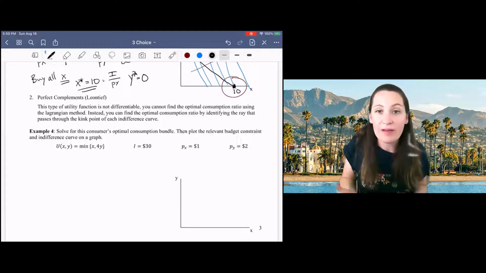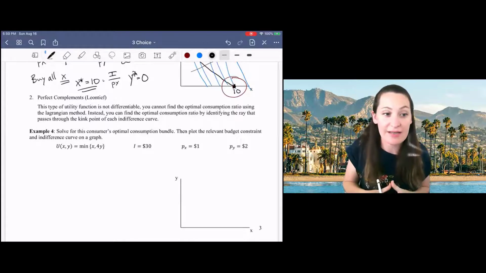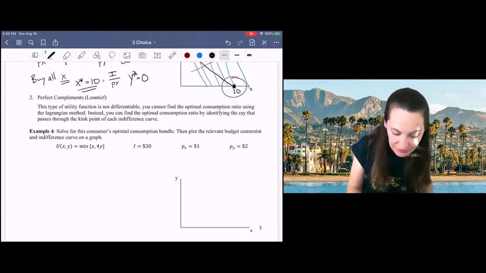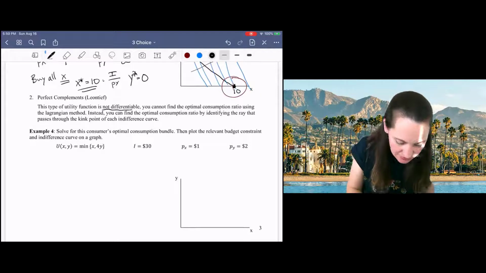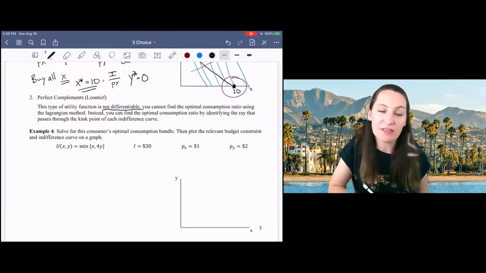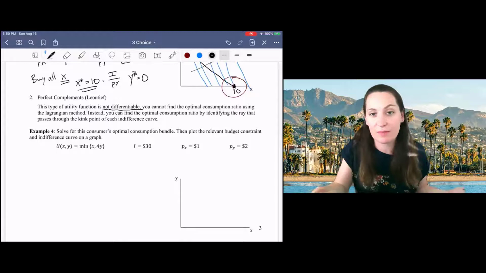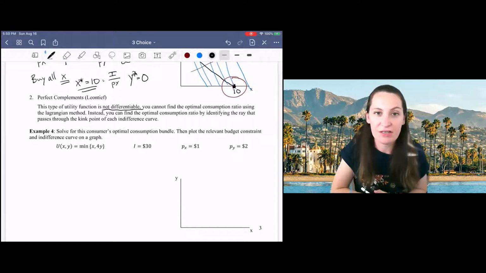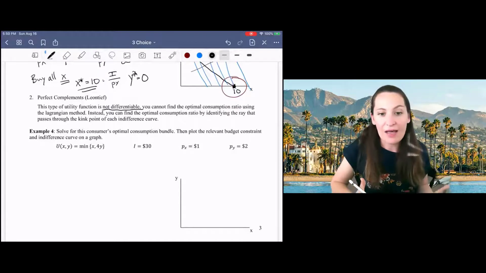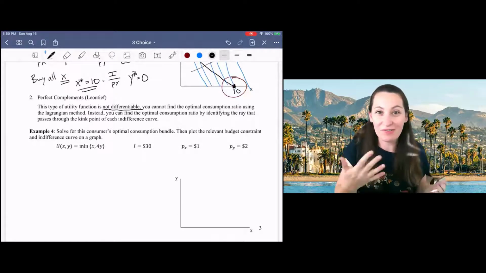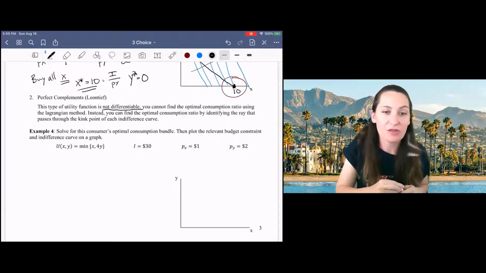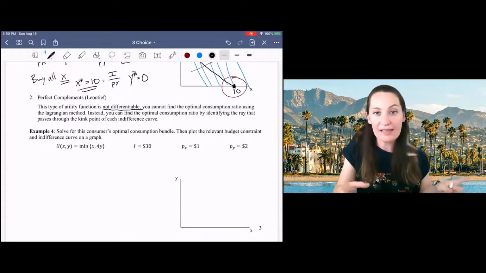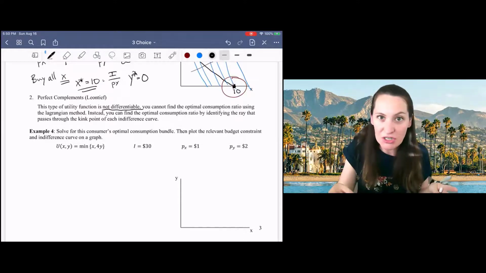For perfect complements, we're also not going to be able to use our Lagrangian method. And the reason is because it's not differentiable, right? Remember that we can't take the derivative of the minimum function, so there's no way for us to get the marginal rate of substitution in order to get our optimal consumption ratio. Instead, the optimal consumption ratio is sort of defined in the problem, right? These are perfect complements that we only like to consume in a certain ratio.